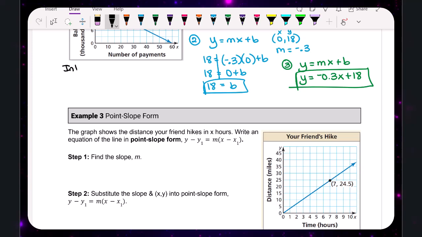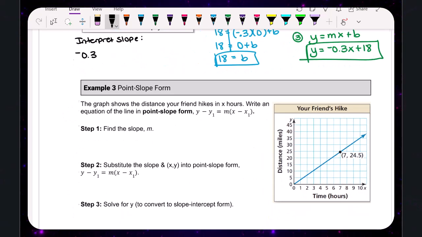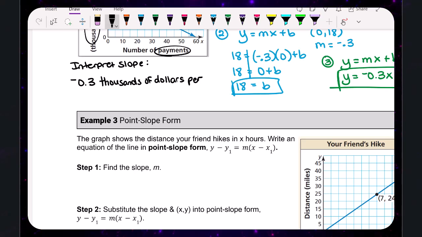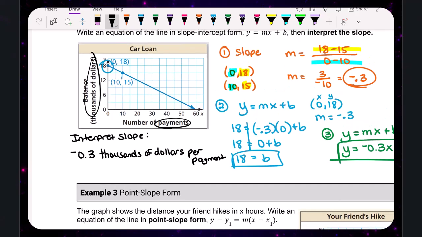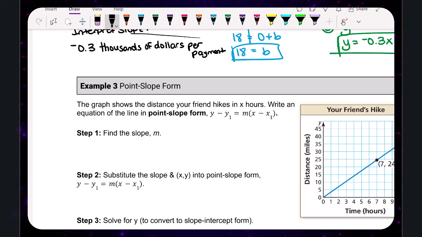So let me change colors again. So we're going to start out with our slope, which is negative 0.3. Our y unit is thousands of dollars. And then we have to say per whatever our x is, number of payments. So we're just going to say payment. So obviously with it being negative, we are going to drop money. This is a car loan. So if you make a payment, you're going to owe less money. So that makes sense. This is kind of where you're not thinking about it very much.